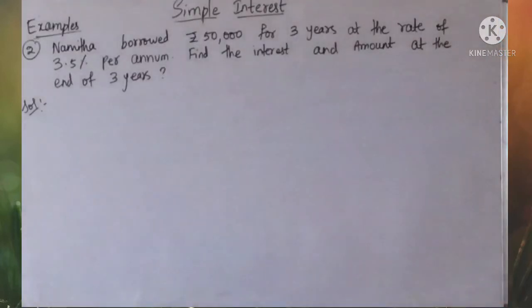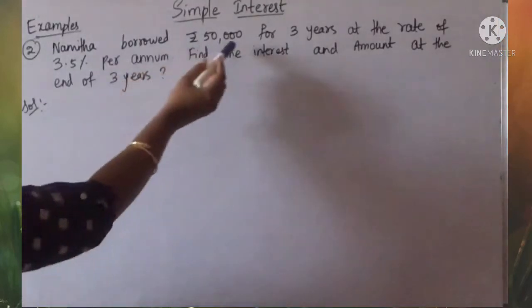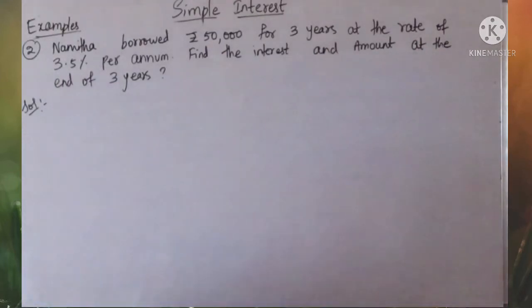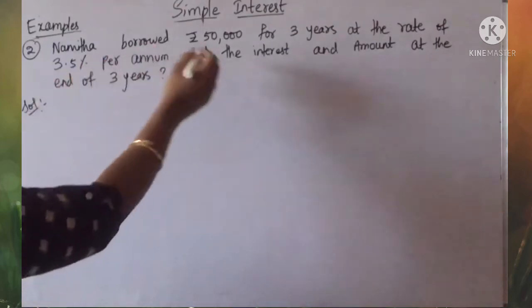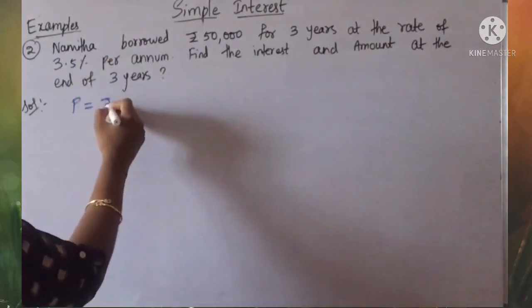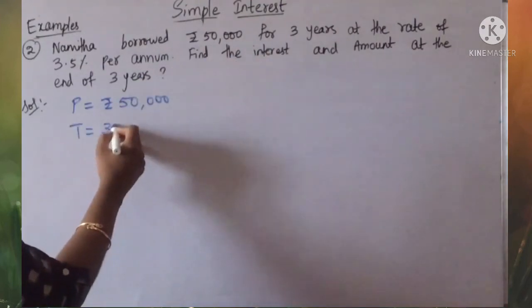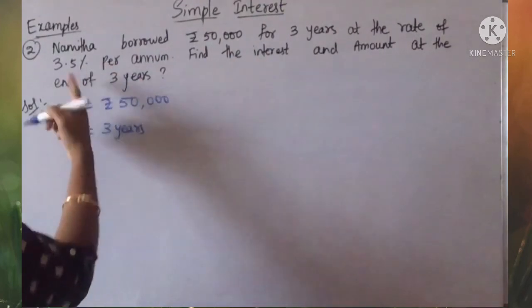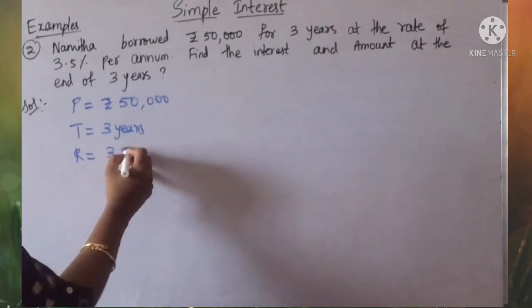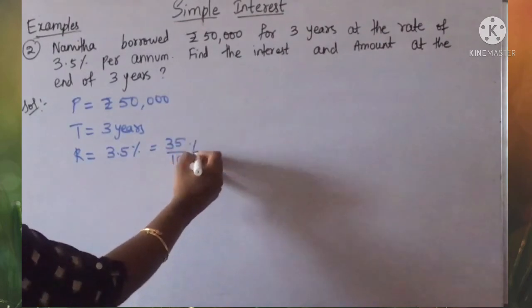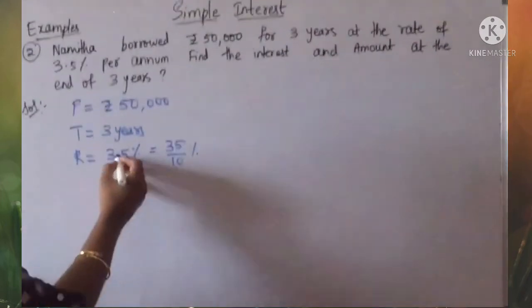Coming to second example, children. Namita borrowed 50,000 for 3 years at the rate of 3.5% per annum. So find the interest and the amount at the end of 3 years. Okay. So Namita borrowed. Here what is the principal, children? Here 50,000 is the principal. And 3 years is what? Time period. Okay. And rate of interest is how much? 3.5%. This can be written as 35 by 10%. Okay, you can convert this decimal into fraction.